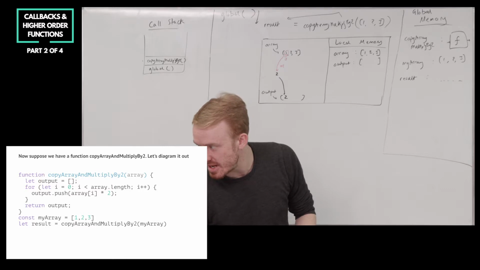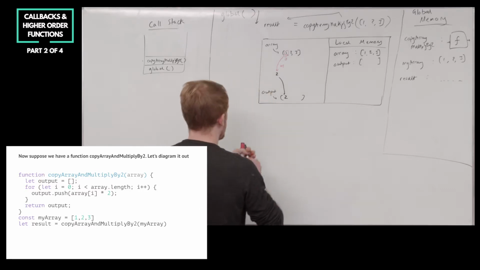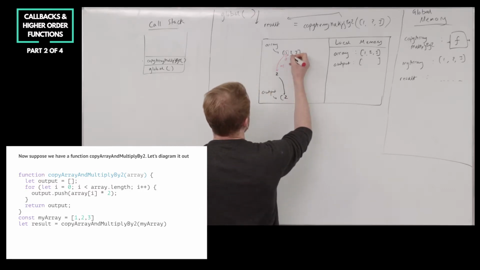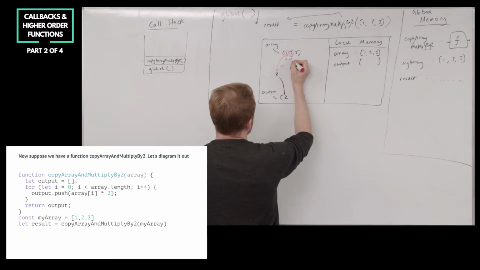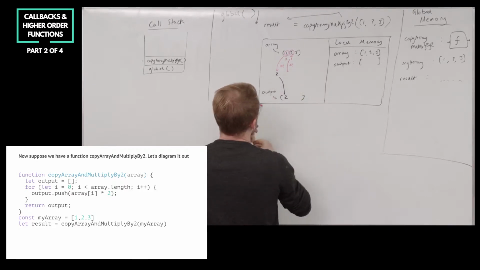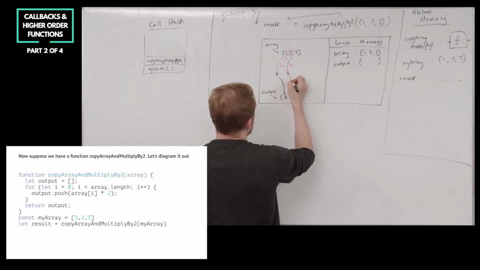So, Lewis, what happens next? Now we're increasing I by 1. Perfect. So I is now 1. Yep. I is less than the array length. Okay, now the index of 1 is equal to the value of 2. Perfect. We're multiplying that by 2 and then pushing it to our output array. Very good. So we get the number 4, which we push to the output array.